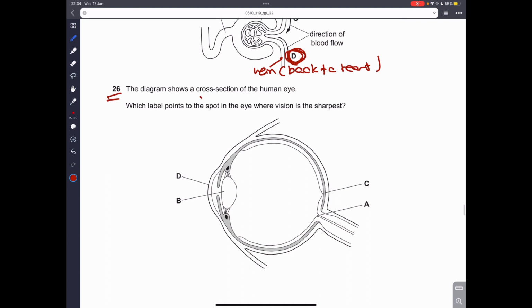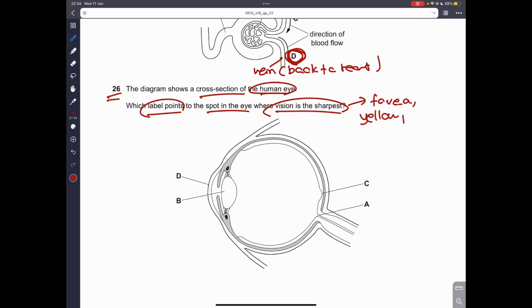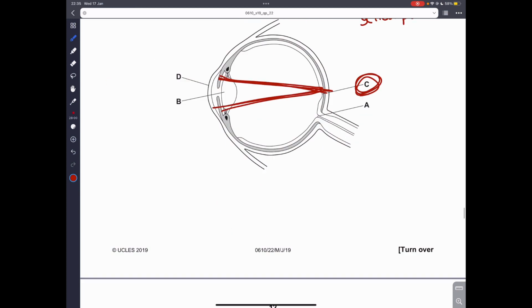So 26. The diagram shows a cross-section of the human eye. Which labelled spot points to the spot in the eye where vision is sharpest? Now, vision is always sharpest in the fovea or your yellow point. At the yellow point or yellow focus point, this is C. At this point, all the light is actually refracted into here. So this is the back side of your eye.